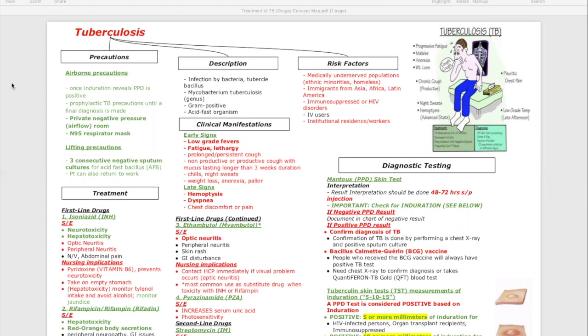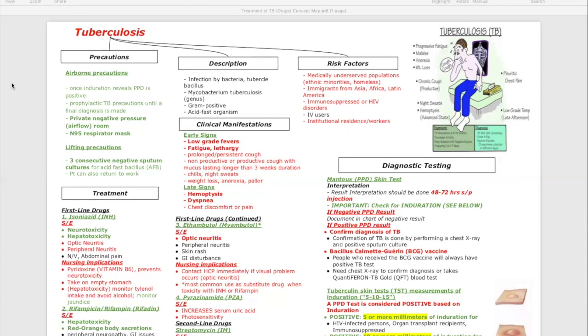So what do these airborne precautions consist of? One, a private negative pressure room with the door shut. The second is an N95 respirator mask. Can you guys name some other diseases that need airborne precautions? Those are your MTVs, right? In addition to tuberculosis, there's measles, varicella, and SARS.